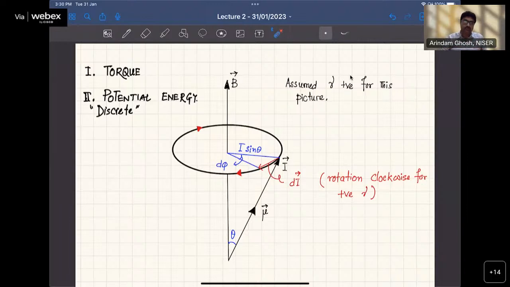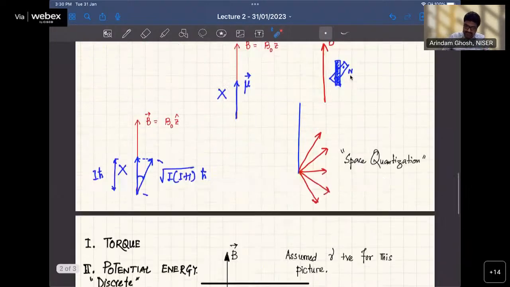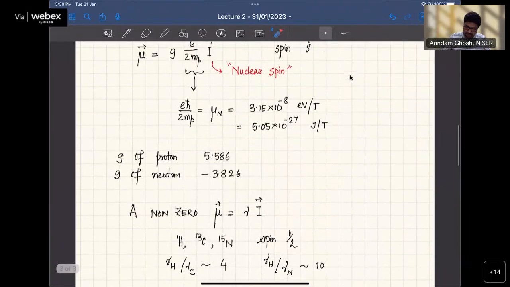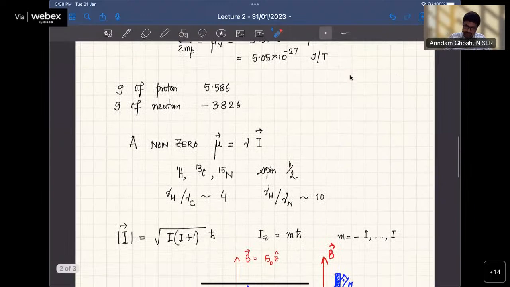However, I have to draw this picture taking either positive or negative. So generally it is done taking positive gamma, because the 1H proton, which is the one we will mostly be working with, has positive gamma. So I have just drawn this. So what happens is that if I have a situation like this, go back here, like for example, not this much, here.